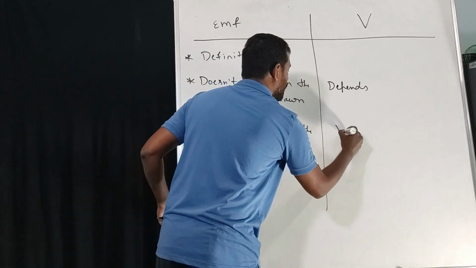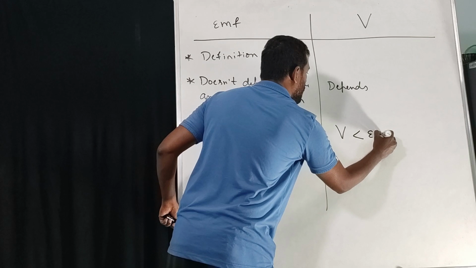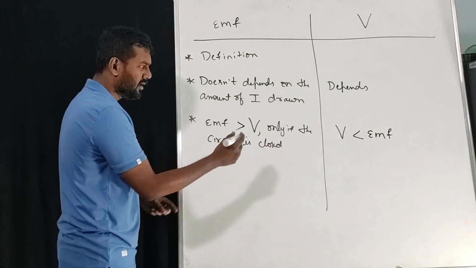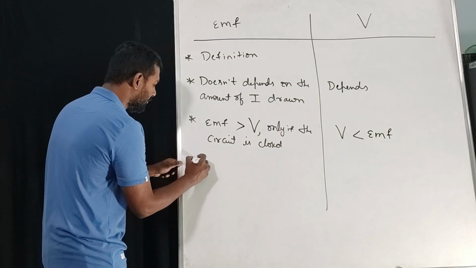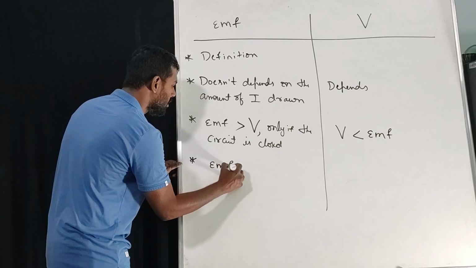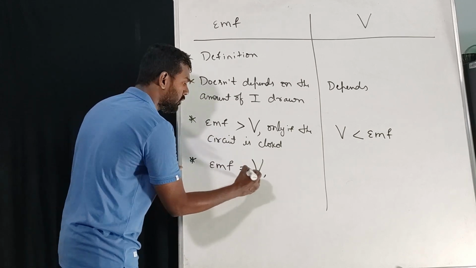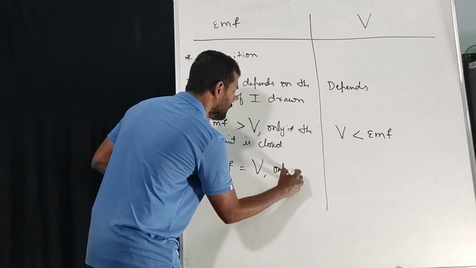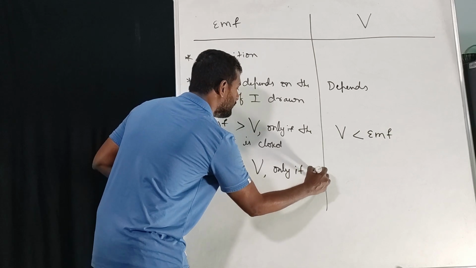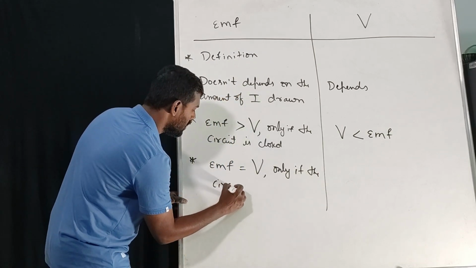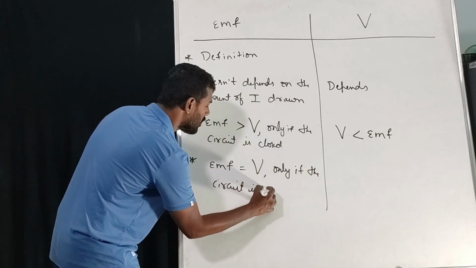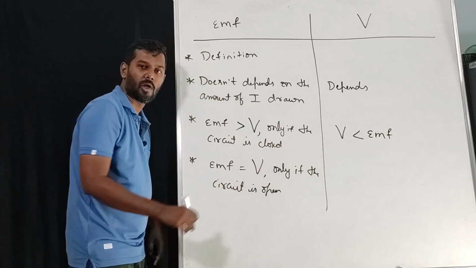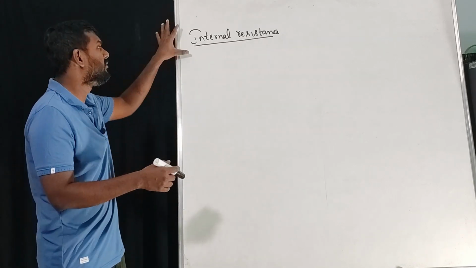The same thing in a different way. That's it. Then EMF will be equal to terminal voltage only if the circuit is open. Keep this in mind. Now we will understand the concept of internal resistance.